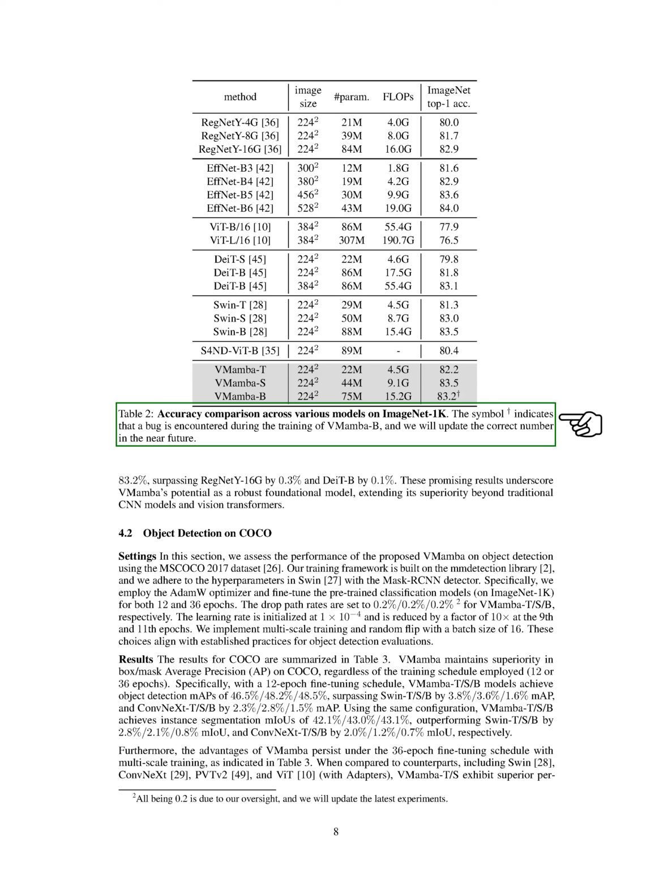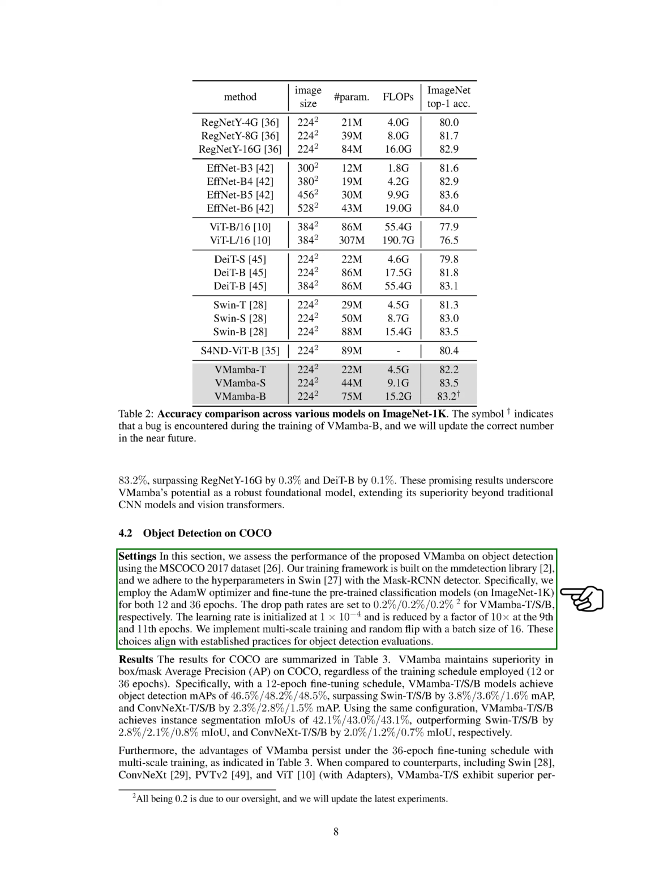For object detection on COCO, we used the MS-COCO 2017 dataset and trained our model using the detection library. We fine-tuned the pre-trained classification models for both 12 and 36 epochs. The learning rate was initially set to 0.0001 and was reduced by a factor of 10 at the 9th and 11th epochs. We used multi-scale training and random flip with a batch size of 16.